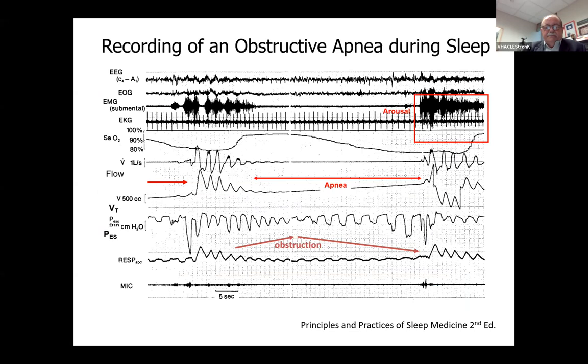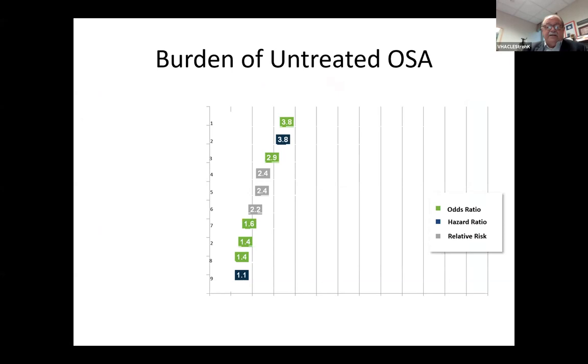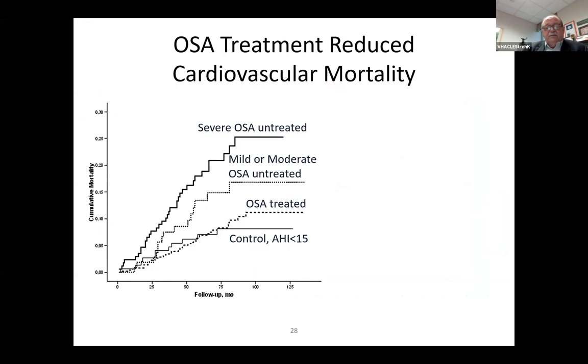Burden of untreated sleep apnea. This slide didn't come out very well. But these are the outcomes: control, severe, moderate, OSA treated, control, AHI less than 15. This is the data, and the reference didn't get mapped onto there. But that's follow-up in months of people that were probably around 60, 65, so you're in a mortality phase of your life.